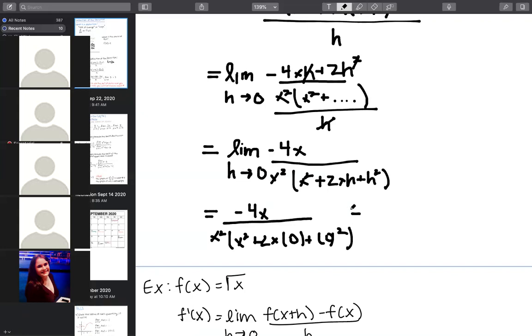And then the only two terms that we're left with are these two multiplicative x squared terms. So then we get negative 4x over x to the 4th, which simplifies to be negative 4 over x cubed. Okay. And that's the answer to this problem. Any questions?